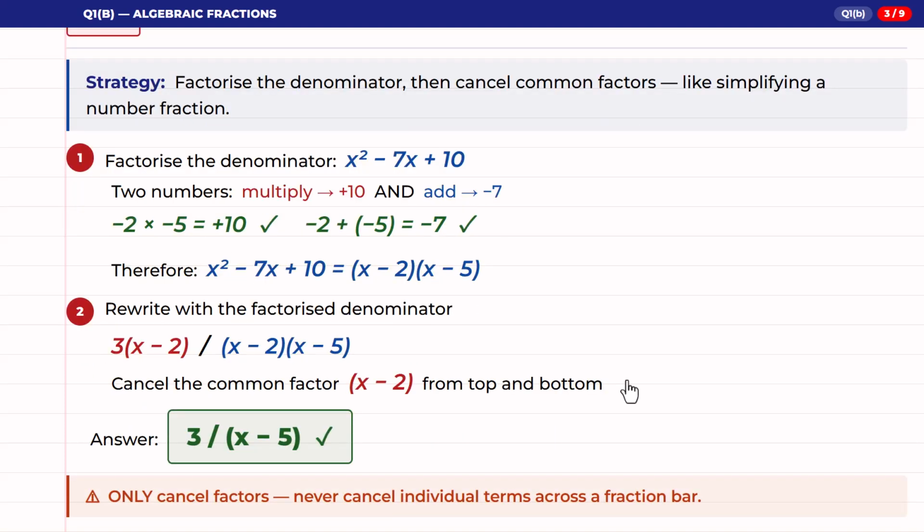Important warning, you can only cancel factors, things that are being multiplied. You cannot cancel individual terms that are being added or subtracted. Always factorize first.